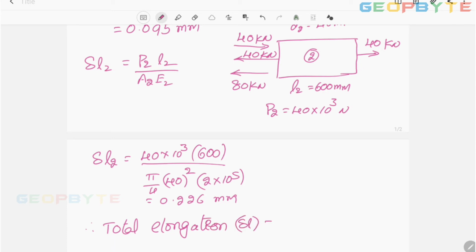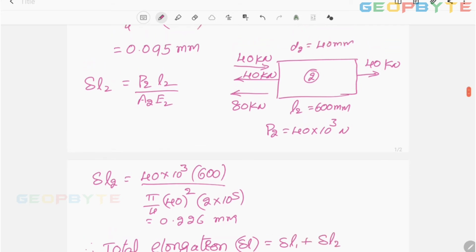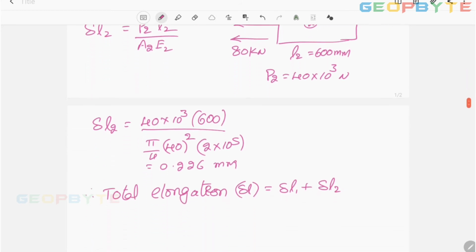Therefore total elongation delta L equal to delta L1 plus delta L2. Delta L1 is 0.095 plus 0.226. Simplify this value for getting 0.321 mm. That is the answer for the given problem. Now let us go for another problem.